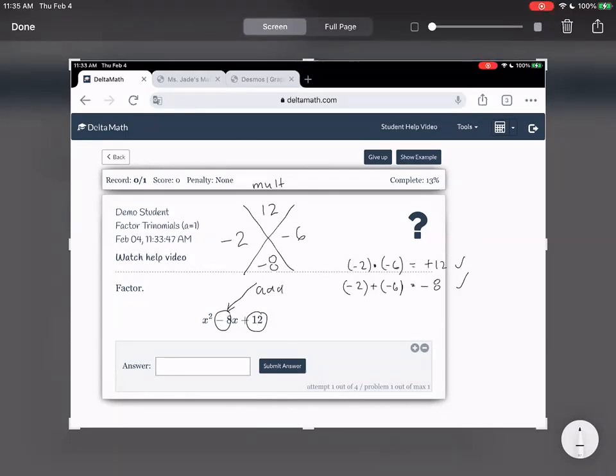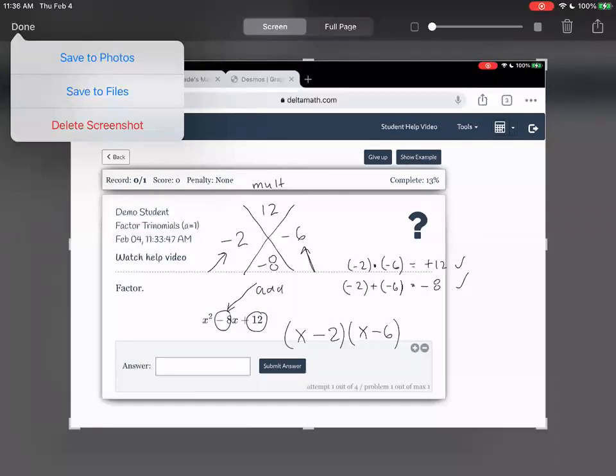Then how do we write it? That person who suggested it also suggested how we write it. X minus 2. This time, instead of adding a number, since we have a negative number, you're going to say x minus 2. And then for the negative 6, you're going to have x minus 6. So then our final answer is x minus 2, x minus 6. Are there any questions on this one? I'm going to pause the recording.